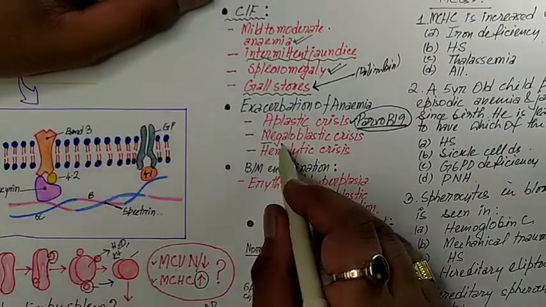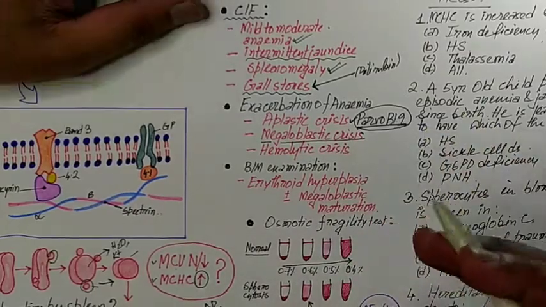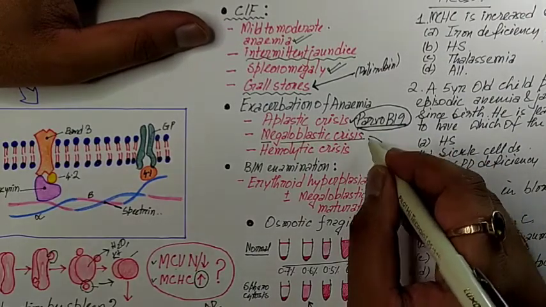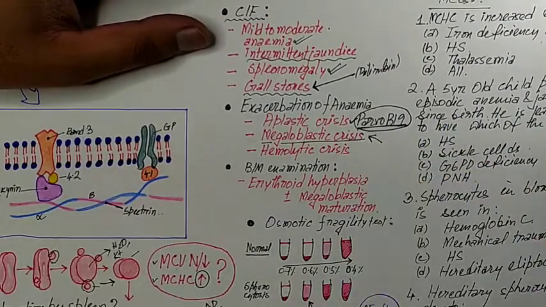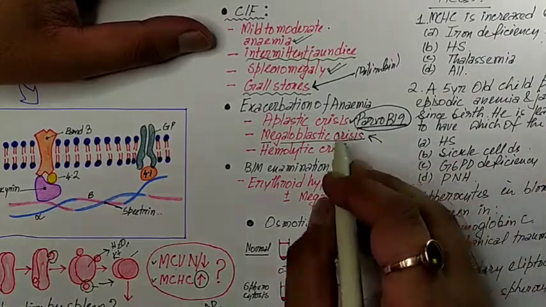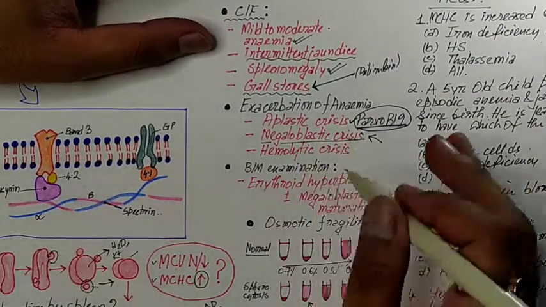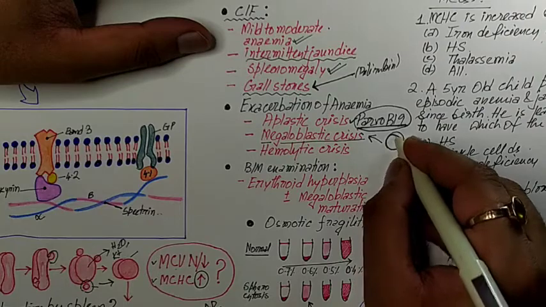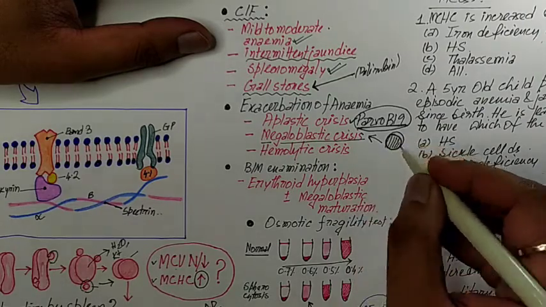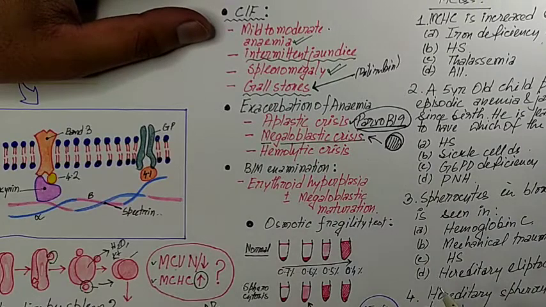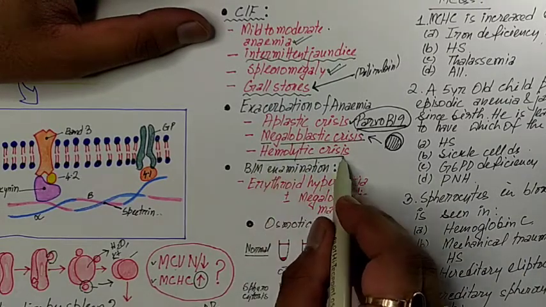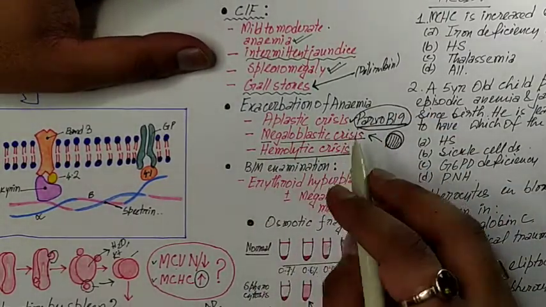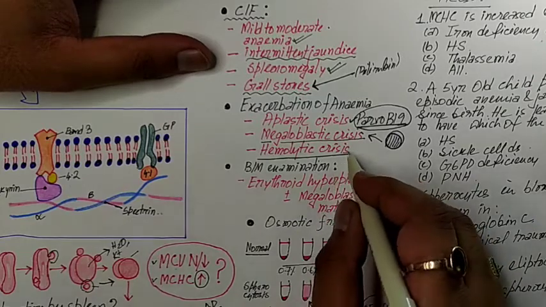Now normally there is increased erythropoiesis to maintain the amount of hemoglobin in the blood. So if there is less supply of vitamin B12 or folic acid, there will be development of megaloblastic crisis. It will be characterized by presence of megaloblasts in the bone marrow, and there will be megaloblastic maturation in the bone marrow. And if there is any infection, there is a sudden increase in the amount of hemolysis, and it will lead to hemolytic crisis.